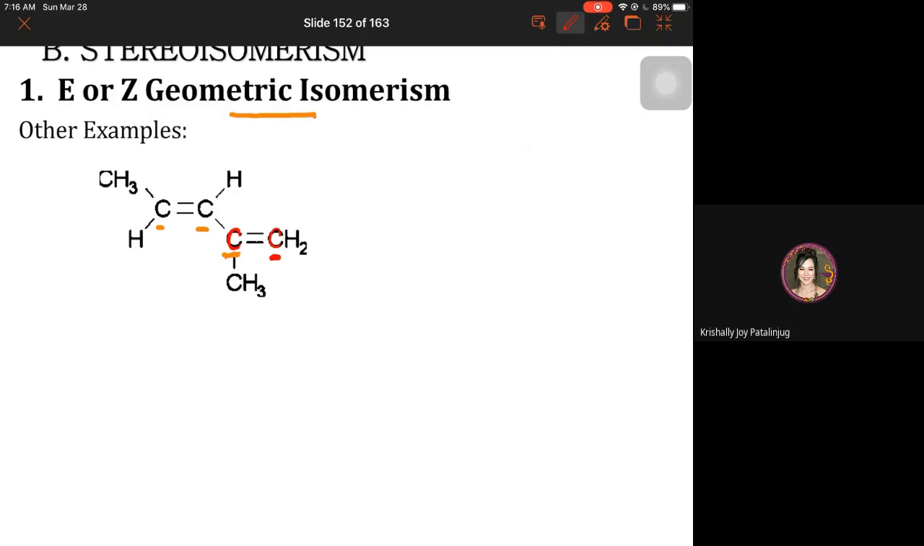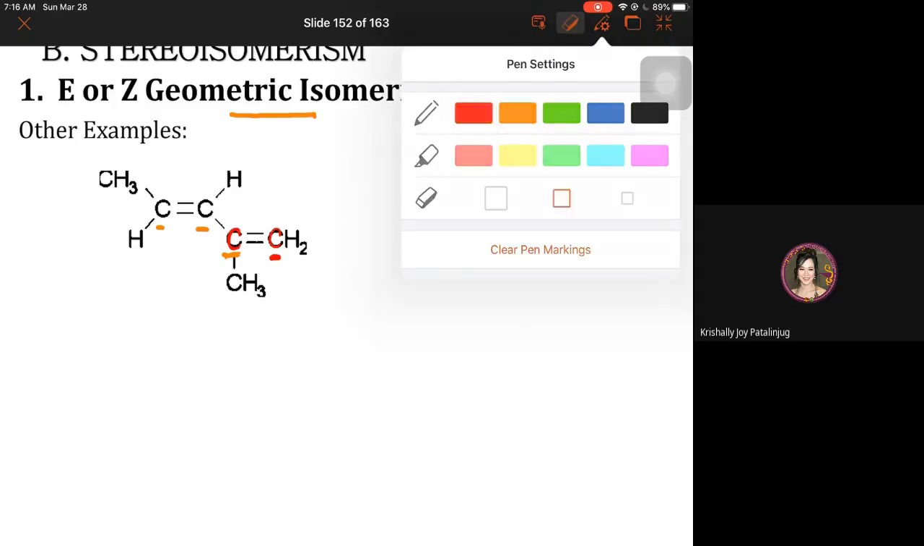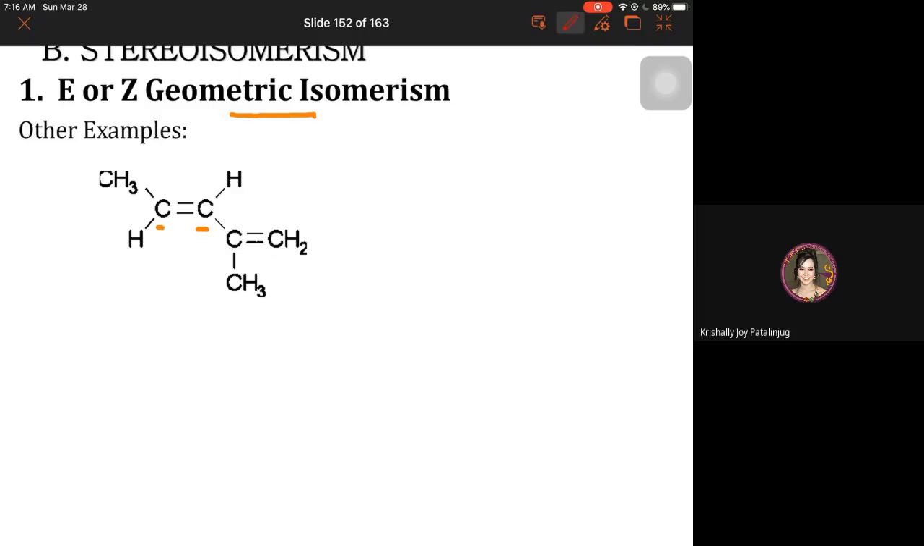So ito yung may geometric isomerism. Okay? Yung naka-highlighted in a trigonal planar orientation. For this carbon, magkaiba yung directly attached sa kanya. Ito din, magkaiba yung group directly attached sa kanya. Now, try to check.